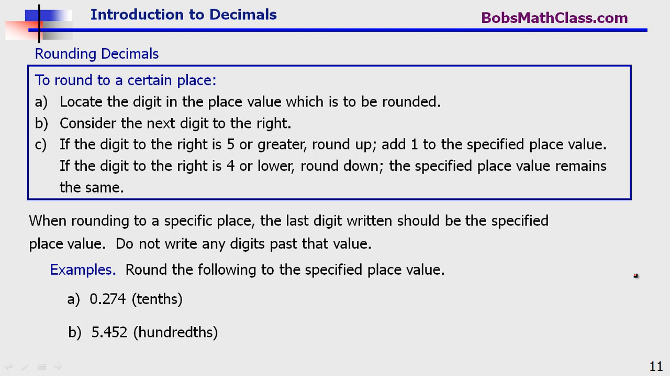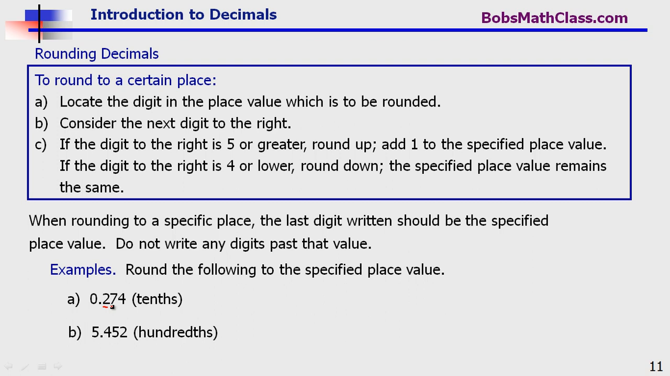Okay, so here's our first example. Round to the specified place value, 0.274, and in parentheses it says tenths. What we're saying is we're going to round that number to the tenths. So what number is in the tenths place? The 2 is in the tenths place, right? So our tenths place is 2, so we look to the right. It's a 7.